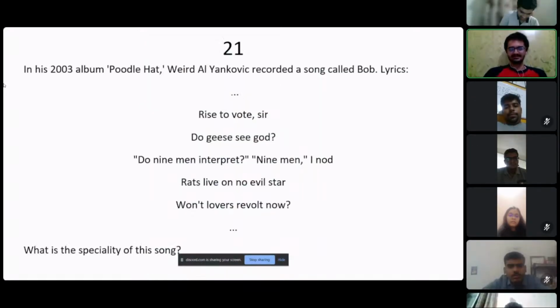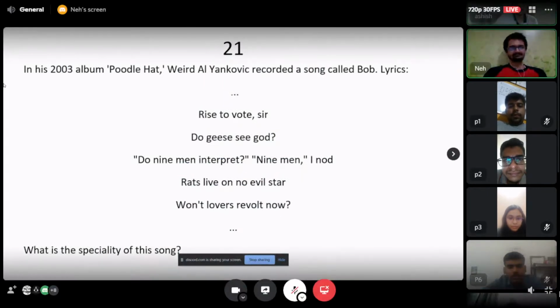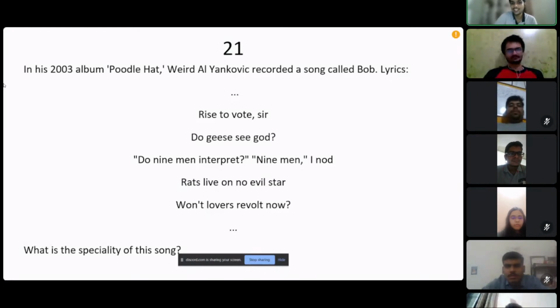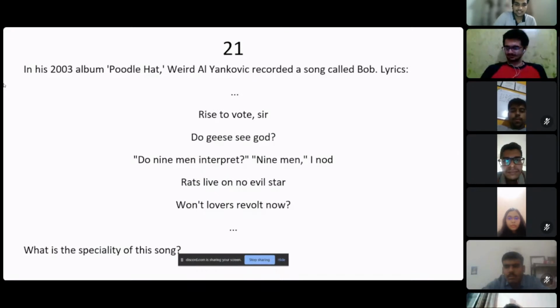Let's go to the next question. Direct to P5. In his 2003 album, Poodle Hat, Weird Al Yankovic recorded a song called Bob. The lyrics are: "Do nine men interpret? Nine men, I nod," and you can read the other lines. There is a facility of the song. Pounce will close very soon.